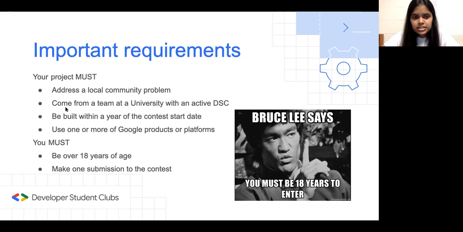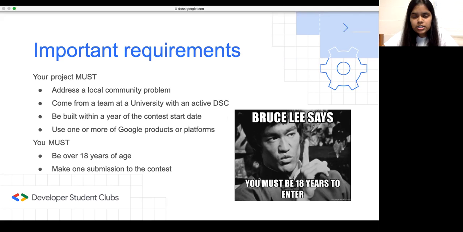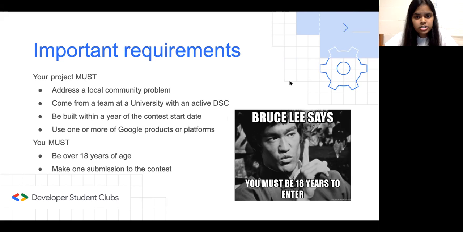Your submission must come from a team at a university with an active DSC. So, good news for you, Texas A&M has a chapter of DSC already, and you're attending one of our events, so you have already met one of the requirements. Your project must be built within a year of the contest start date. The contest will be starting this coming January, so that's January 2021. What this means is that you could have started working on your project in January 2020 and had a year to work on it.